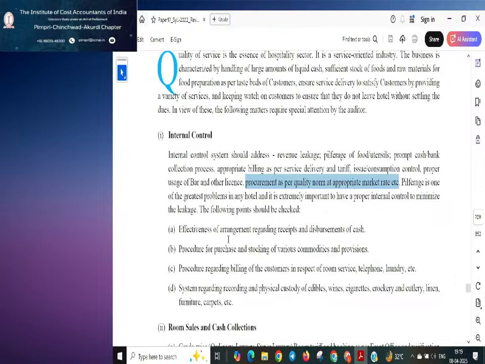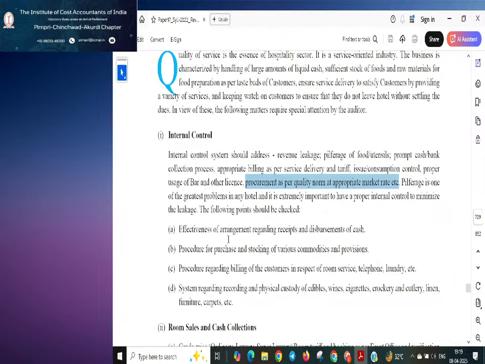System regarding recording and physical custody of edibles, wine, cigarettes, crockery, cutlery. Cutlery is one important thing that goes missing actually. Linen, that is the bedspreads, bed sheets and all those things. Furniture, carpets, etc. All these things should be physically verified as well as matched with the records. It's very important. So these are internal controls.